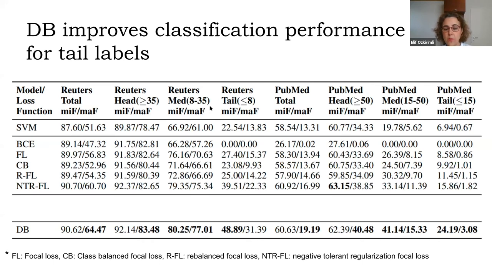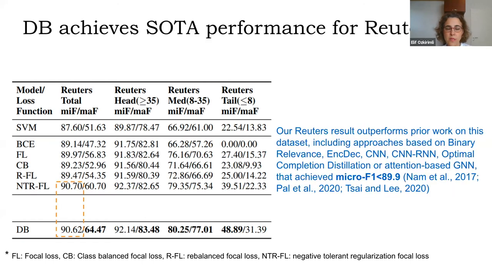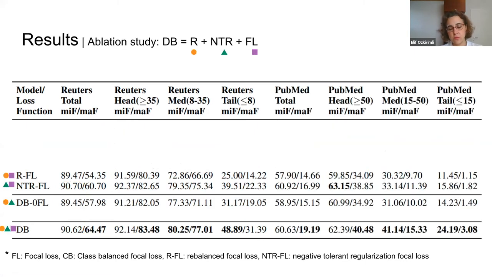When we compare DB with the other loss functions that are commonly used, such as focal loss, class balanced focal loss, rebalanced focal loss, or negative tolerant regularization focal loss, we see that DB outperforms them as well. And for the Reuters data set, because it's a benchmark data set, we were also able to compare with other methodologies that showed that the micro F1 score was less than 90, which was very satisfying for us because the micro F1 score that we achieved was more than 90. For PubMed, for that data set, there's no comparison.